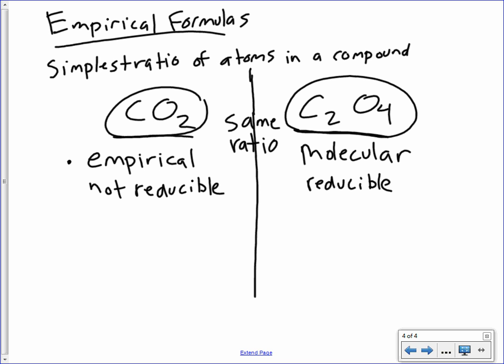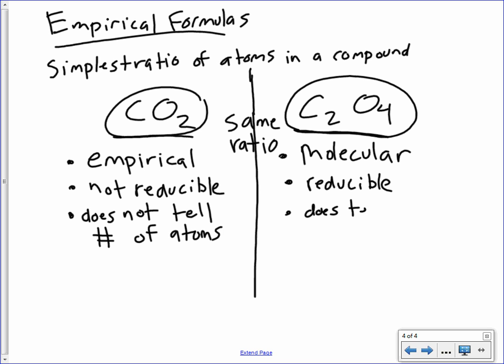Okay? I'm going to do bullet points here. Okay? Empirical formula, well, it tells you what's in the compound and it tells you the ratio, but it does not tell you the number of atoms. Okay, and I'll explain this in a minute. Whereas a molecular formula does tell the number of atoms. Okay, so empirical formula tells you the ratio, doesn't tell you how many atoms of each thing. The molecular formula does tell you how many.